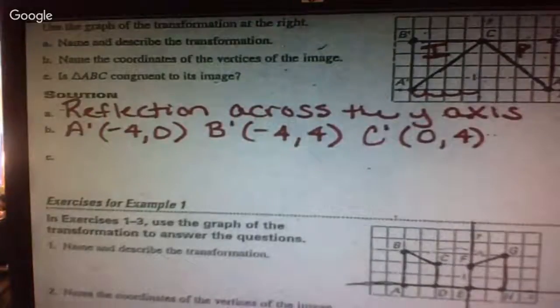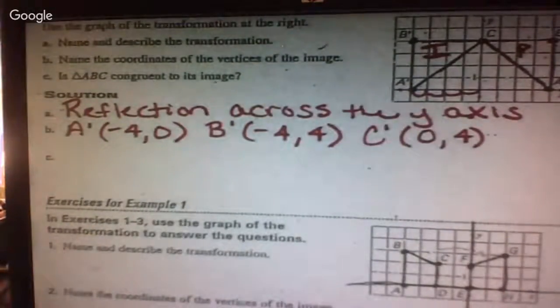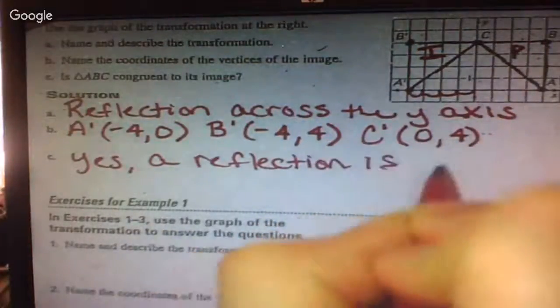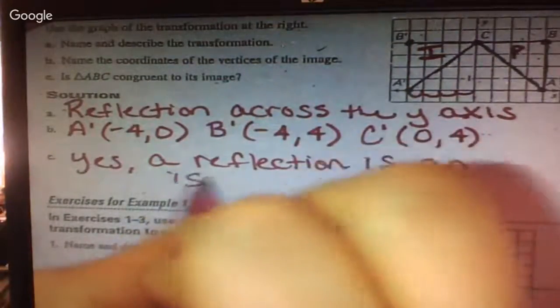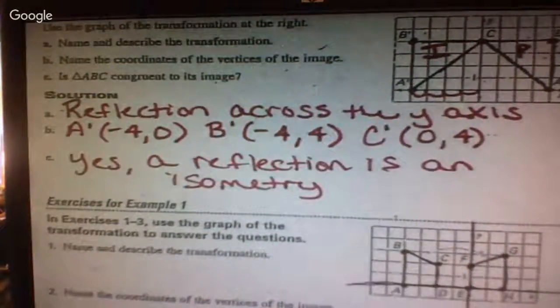Is triangle ABC congruent to its image? Yes. And you can put that a reflection is an isometry. An isometry means that my figures are congruent.